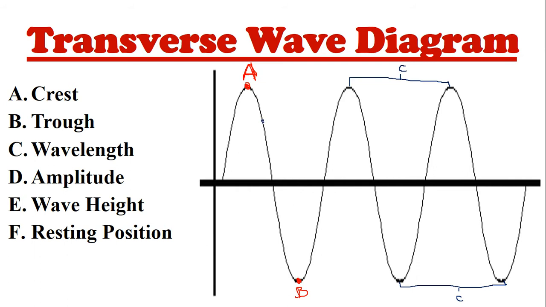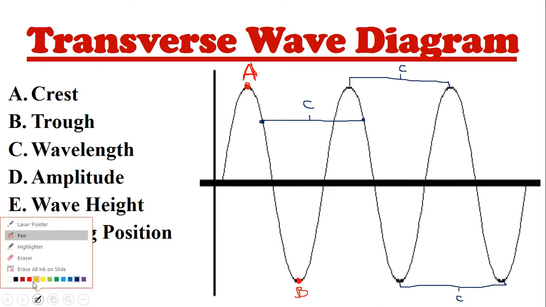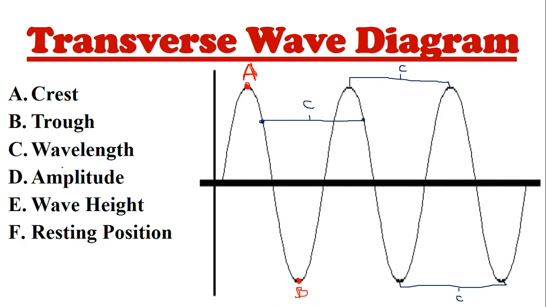Or you can do, sometimes they like to do from one point here to another point here, and that is still a wavelength. All right, changing out the color. This time I'm going to pull up purple. Purple is going to be for amplitude. Amplitude is from resting position to crest or resting position to trough. So we could go here to here, and that would be amplitude, or from here to here, and that's amplitude as well.